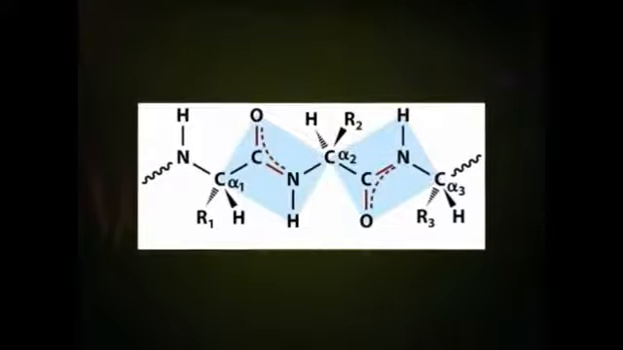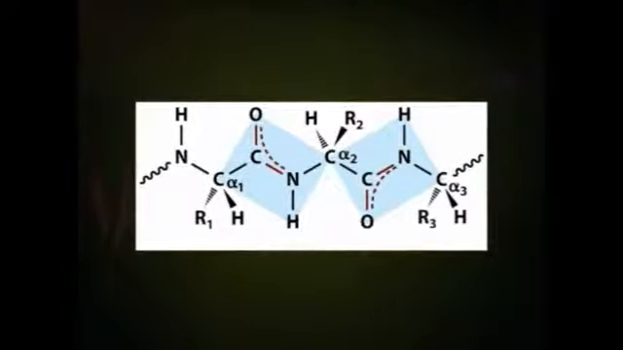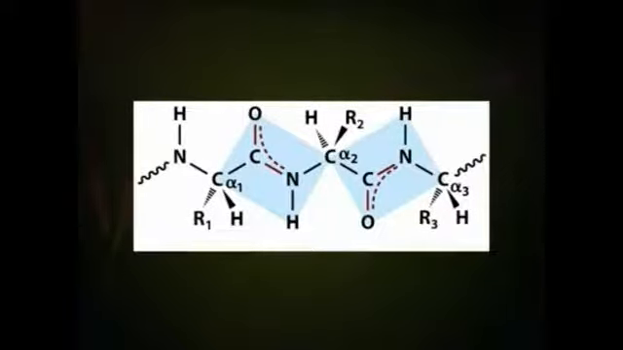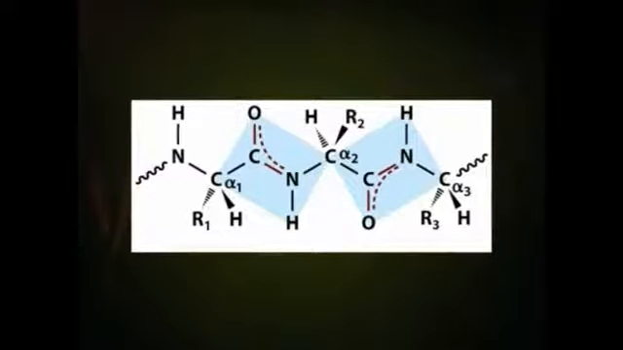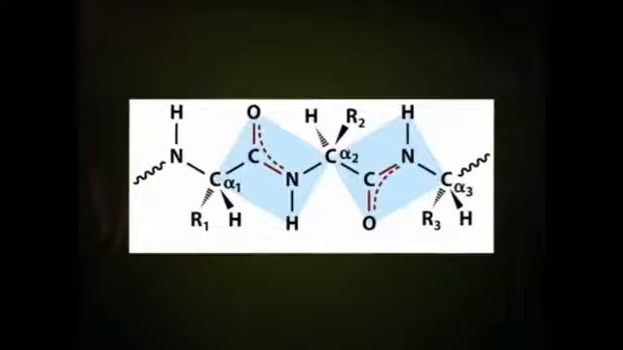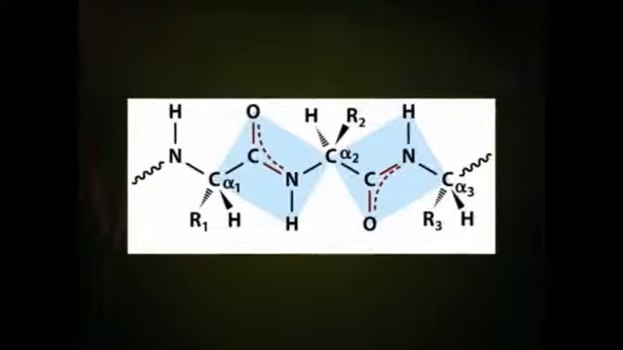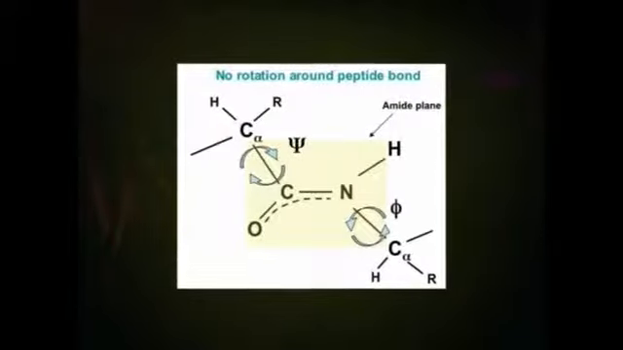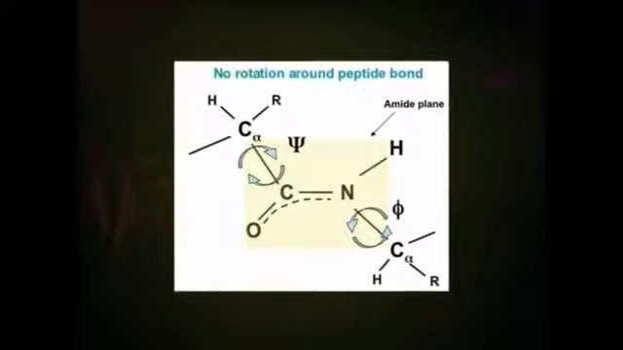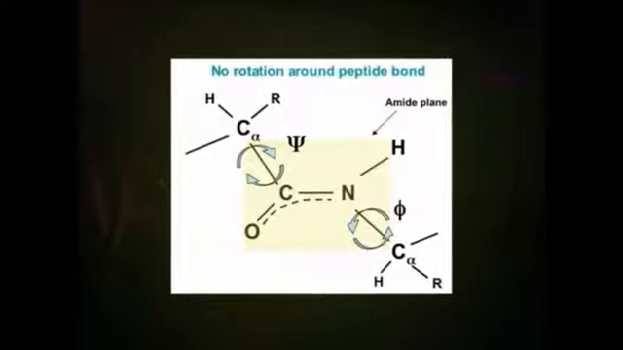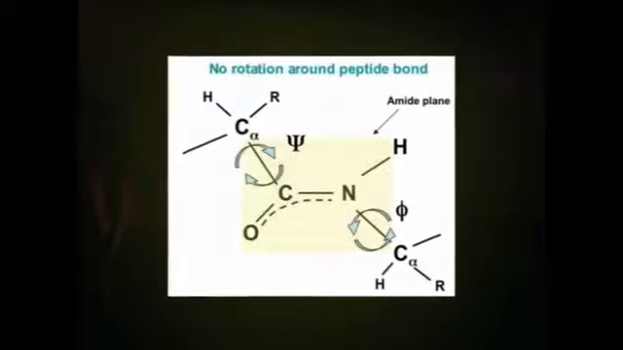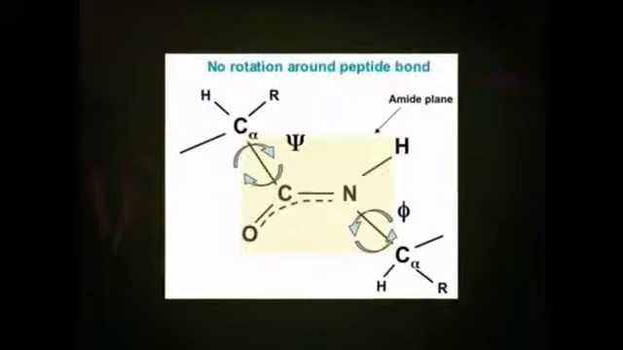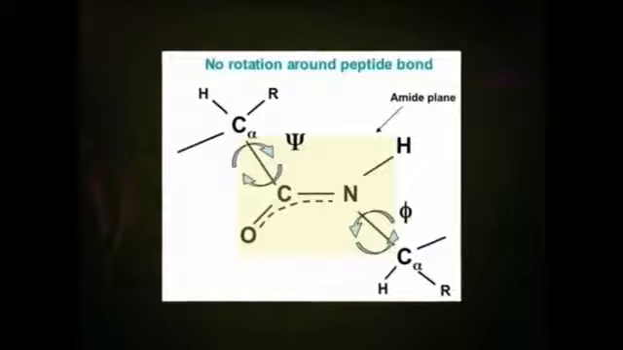However, the first covalent bond between the alpha carbon and carbonyl carbon, and the third covalent bond between the alpha carbon and amide nitrogen, are purely single covalent. Hence, these bonds are free to rotate. By convention, the angle of rotation between the alpha carbon and amide nitrogen is called phi, and the angle of rotation between the alpha carbon and carbonyl carbon is called psi. The phi and psi angles of each amino acid allow the protein to fold in many different directions.